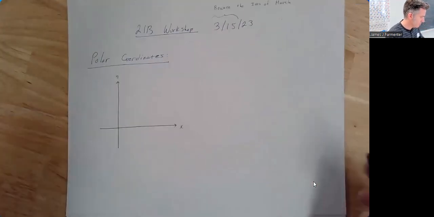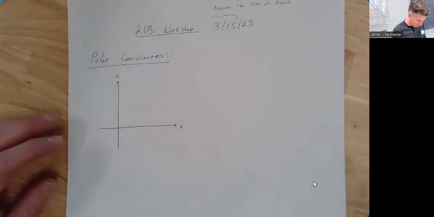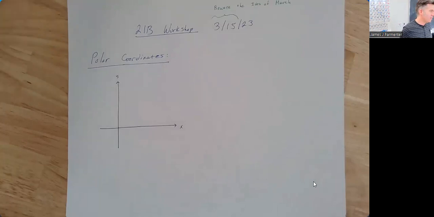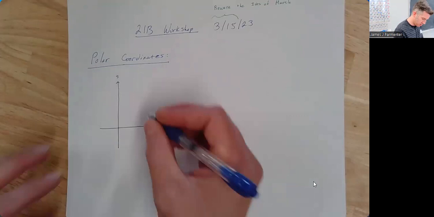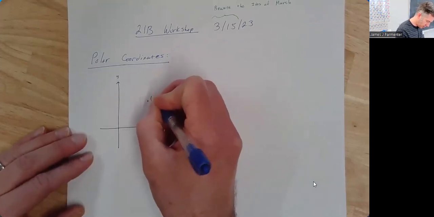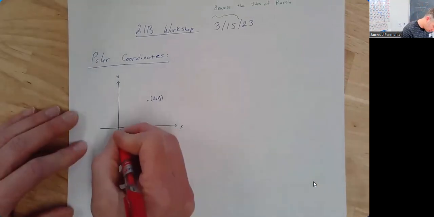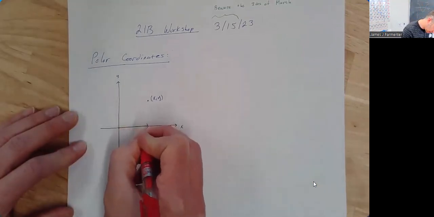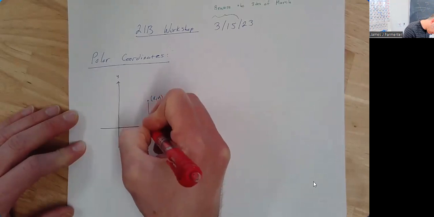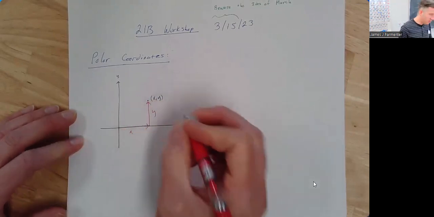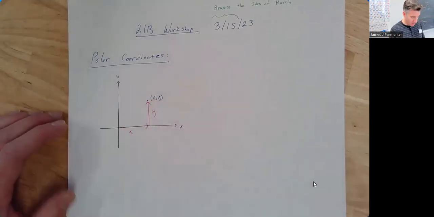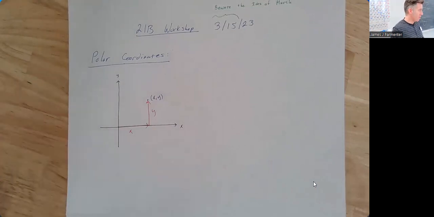Polar coordinates, another way of describing a point in the two-dimensional plane. One way to describe a point, x comma y, is just to go over x and up y. But another way to think about this is instead of going over and up, or horizontally and vertically, we can measure an angle and then talk about how far from the origin we have to go.